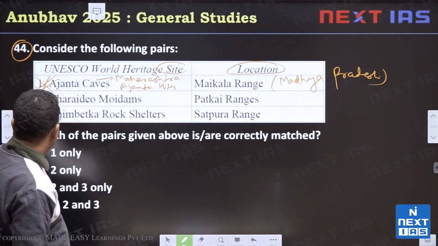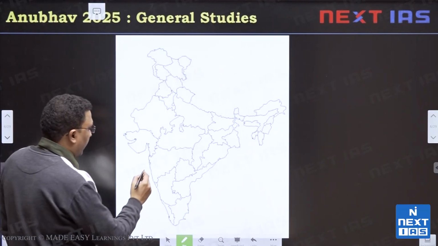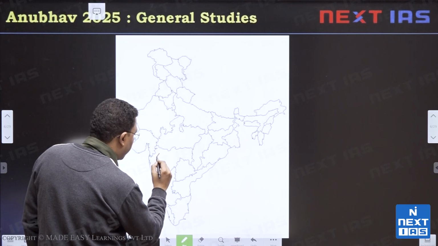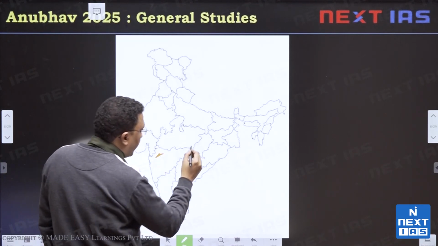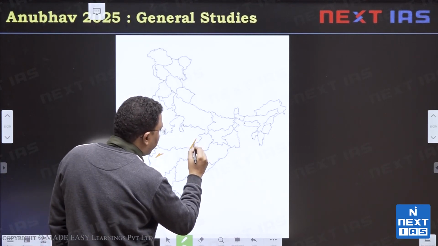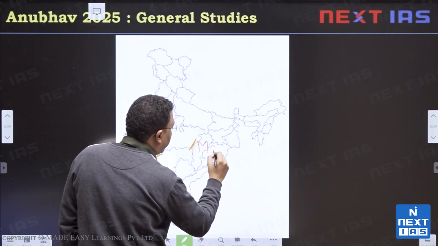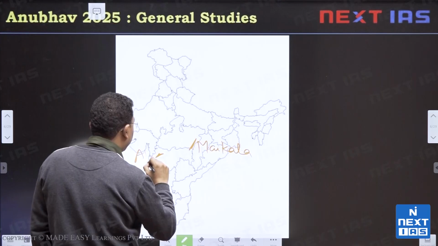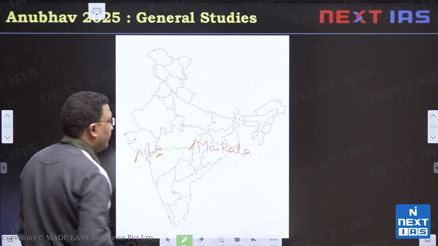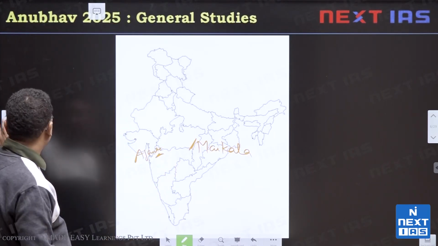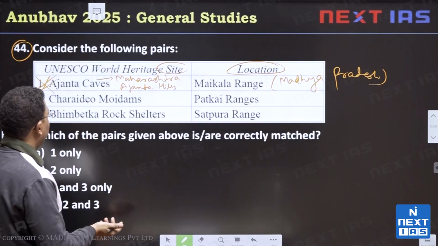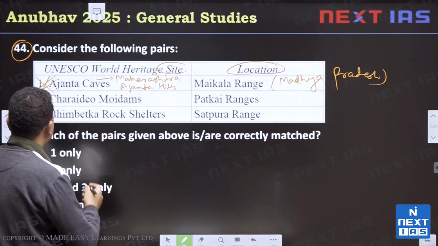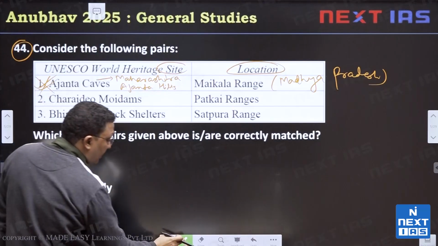For better clarity, let's see them on map. So Ajanta Caves are located somewhere here, right? And Makal Range is located somewhere here. This is Makal Range and this is Ajanta, right? So that means our first pair is not correctly matched, right? Now let's see the second pair, that is Charaidev Moidams.